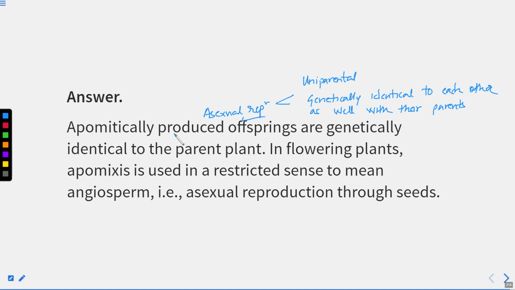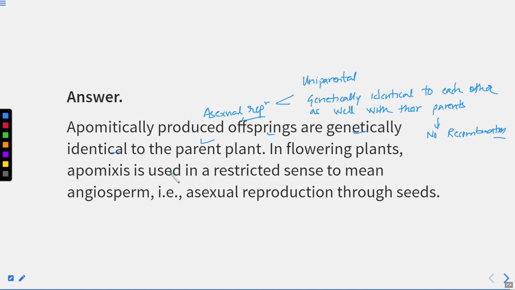So apomictically produced offsprings are genetically identical to the parent plant because there is no recombination and crossing over here. There is no chromosomal segregation also. Why they are genetically identical? Because there is no recombination. There is no chromosomal segregation. So there is no variation. So the offsprings are genetically identical to the parent plant.